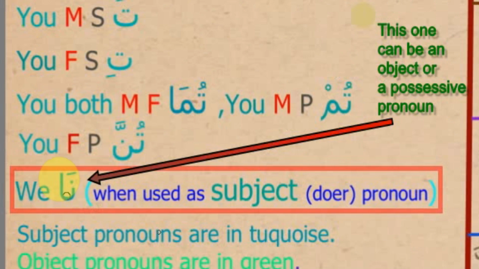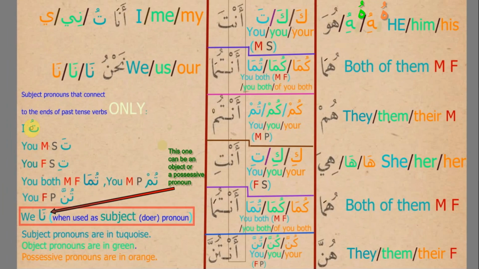Na means we, when used as a subject-doer pronoun. This na here can also be an object or a possessive pronoun. These are only used with past tense verbs as a subject pronoun. It's called the moving doer ta, or subject doer ta in Arabic. They're highlighted in turquoise here.